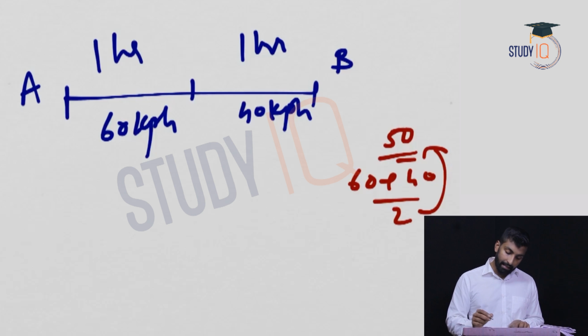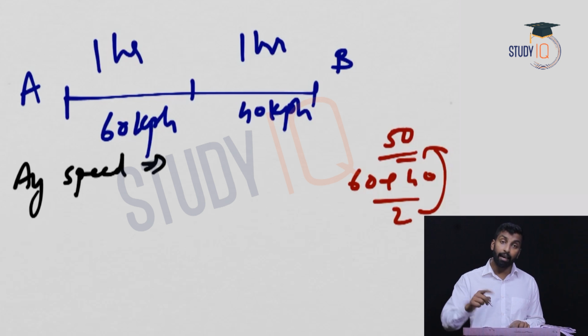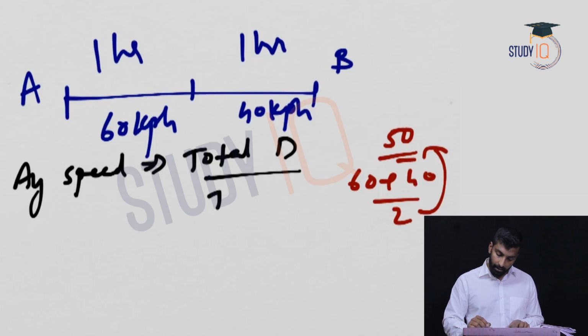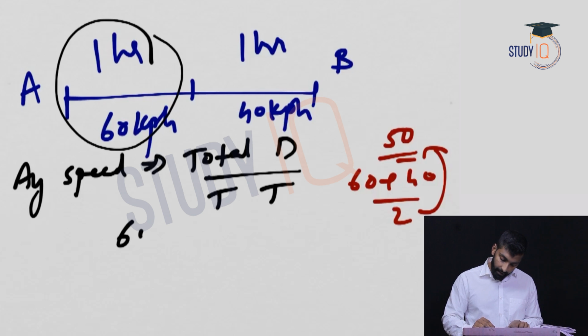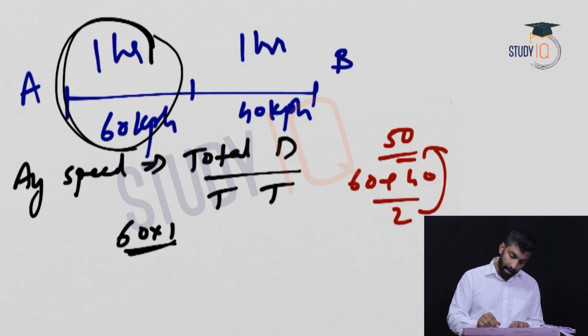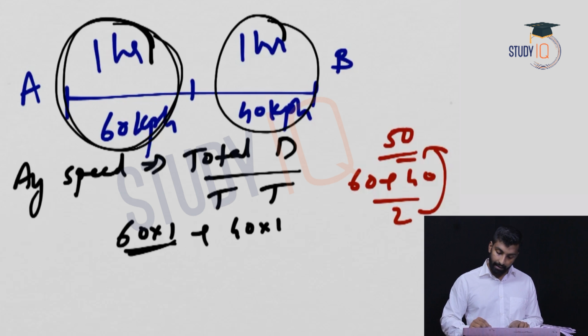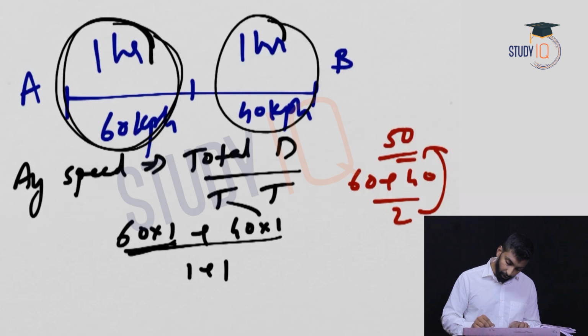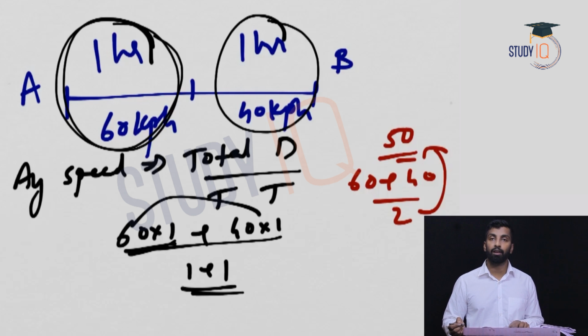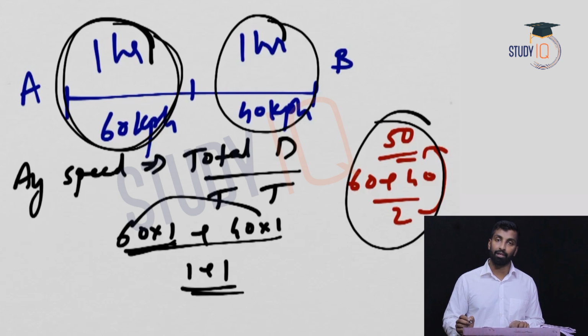Why we are doing it is basically because average speed is nothing but total distance divided by total time, which we will discuss in detail in speed, distance, time. So what is total distance? 60 into 1 as the distance covered, because time into speed, plus 40 into 1, that is again time into speed, divided by 1 plus 1, 2, right? That is why 60 plus 40 divided by 2 is nothing but simple average.